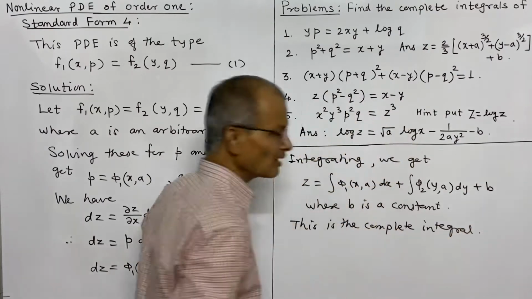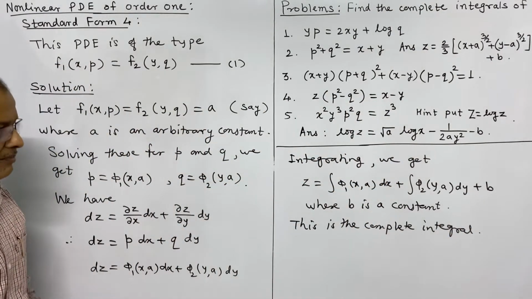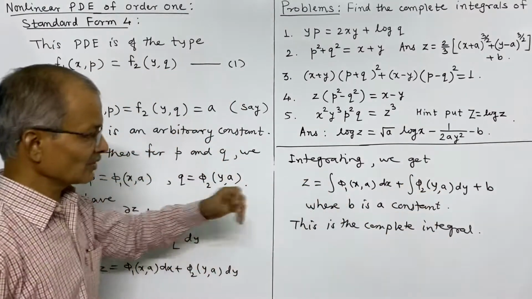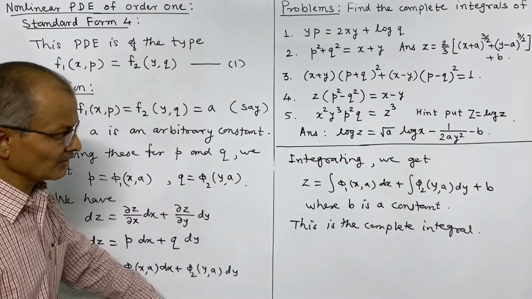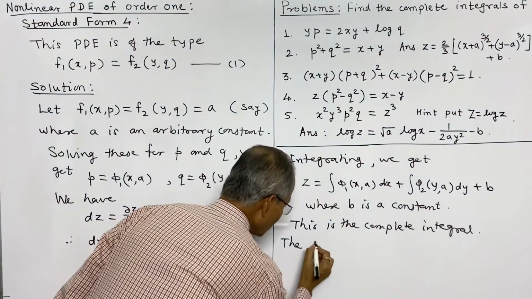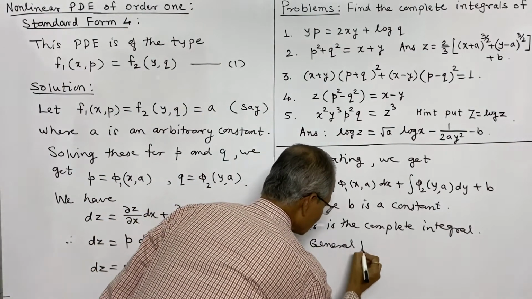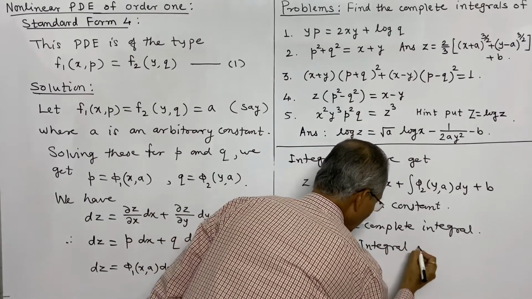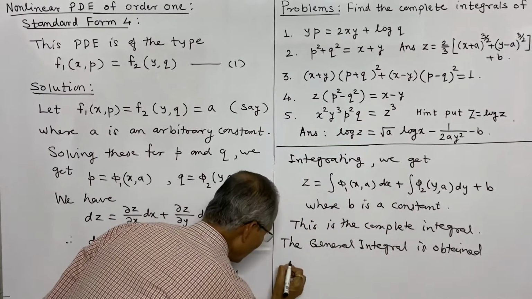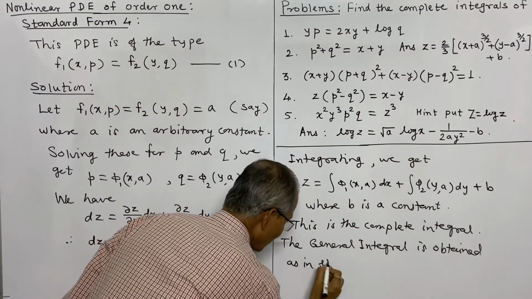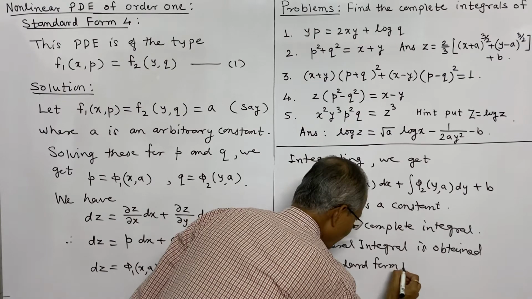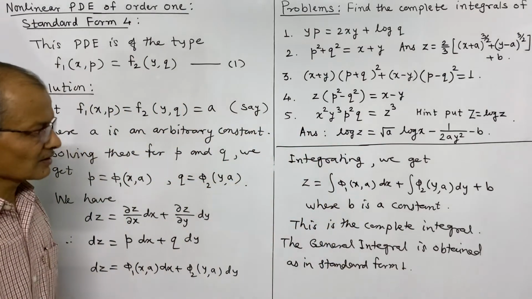And what about the other integral? The general integral is obtained by the usual manner. That means we assume b is a function of a and then differentiate this partially with respect to a, and eliminate a between these two. So that we have written in earlier forms. The general integral is obtained by the usual manner, or we can write, obtained as in standard form 1. There we have written the method in detail.